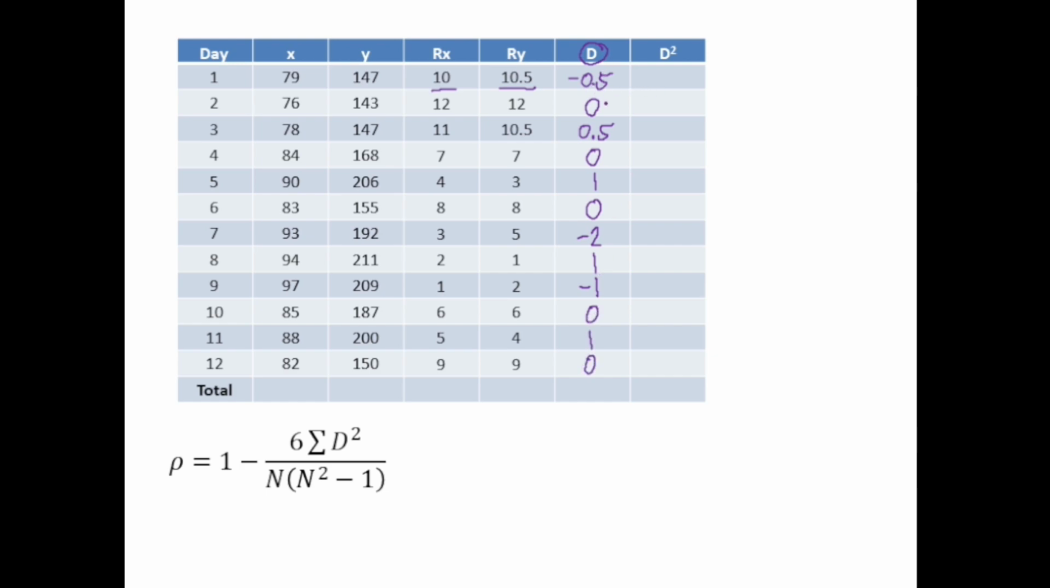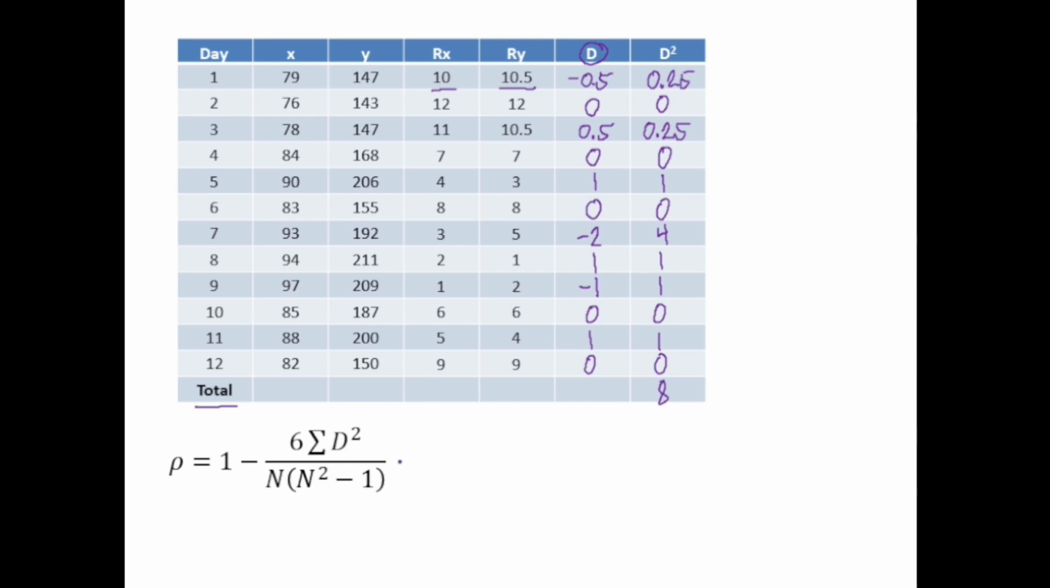Okay, next, i-square po natin itong d natin. So, ito ay 0.25. 0 po ito. Ito naman ay 0.25. 0, 1, 0, 4, 1, 1, 0, 1, 0. Okay. Kapag ipe-press po natin ito sa ating calculator, ang total niya po, i-add po lahat ito, no? That is equivalent to 8. Okay. So, yan. We're done on that.